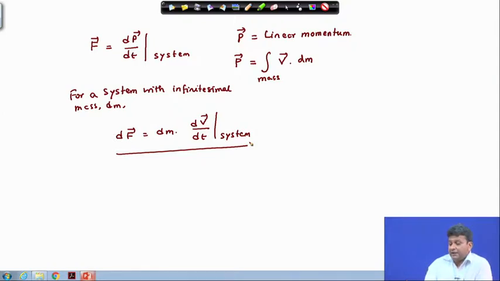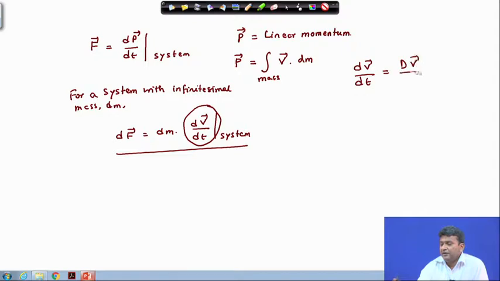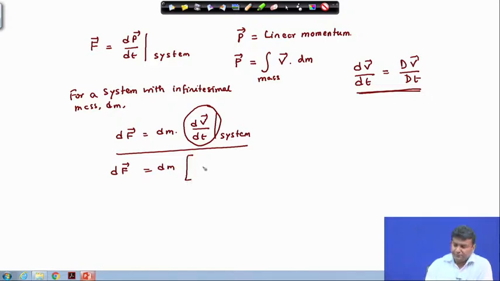Now, you can handle the case in two ways. You can straight away say that for a flowing system, based on your knowledge of substantial derivative, this is nothing but DV/Dt. This is the reason why I was emphasizing the concept of substantial derivative so much, because for a fluid you always have convective or the spatial acceleration in addition to the temporal acceleration. So, once you write that, you can simply have dF is equal to dm into the expression for the substantial derivative.